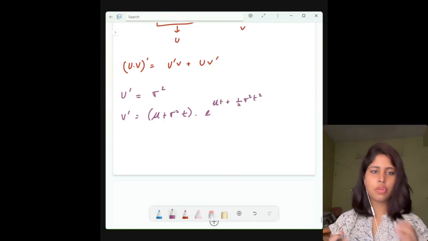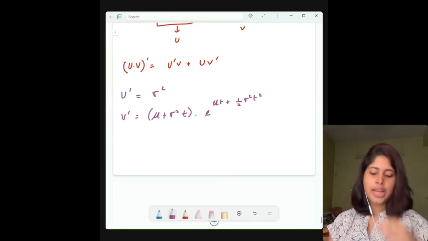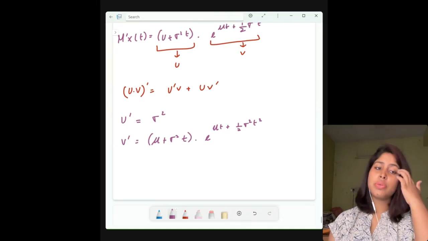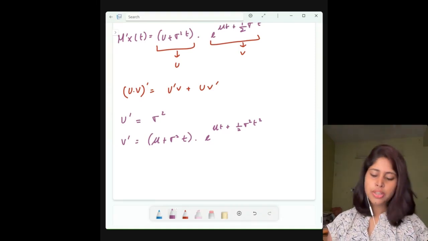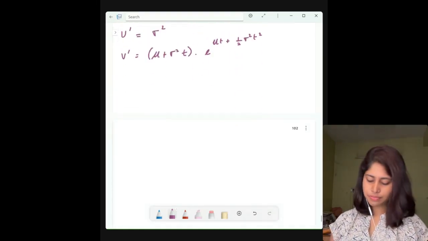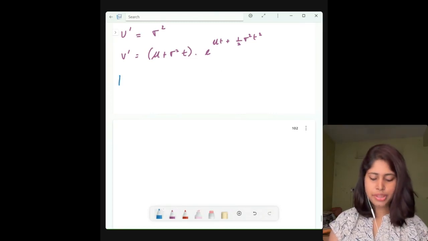So from here we have got both u dash and v dash, and we know u and v, so we can directly apply the product rule. Let me write it. M double dash X(t) is equal to what?